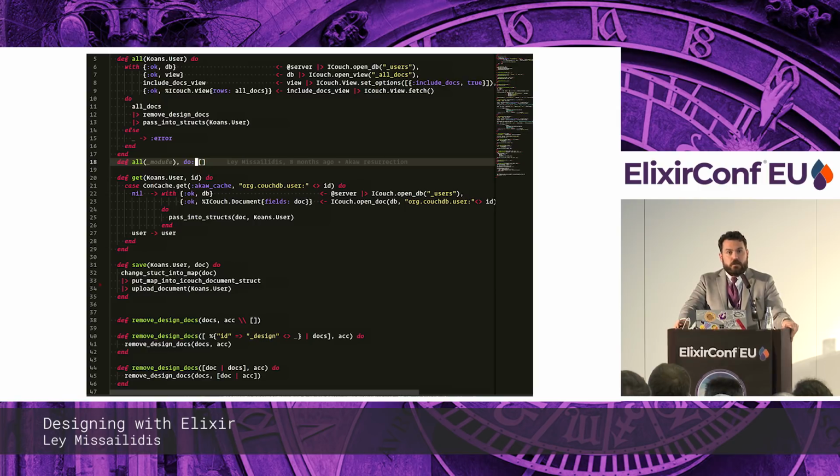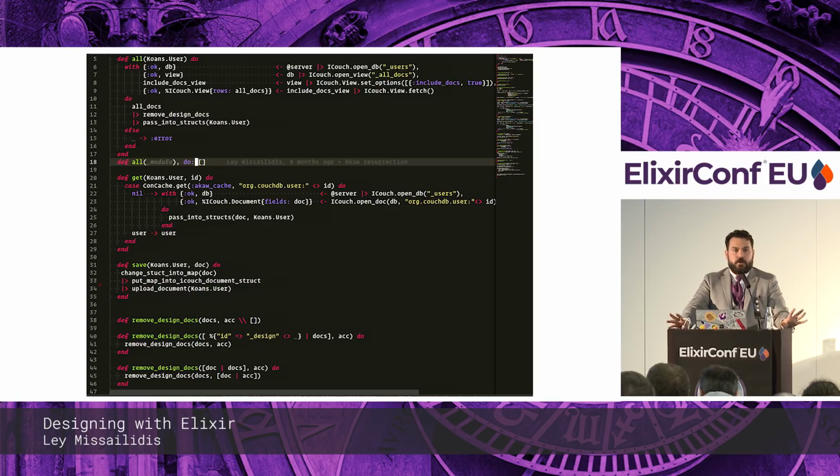Anyway, there is a mistake in this code, which I wanted to point out, because originally I had removed design docs, which in CouchDB are closest analogous to stored procedures in Postgres land or SQL land. And those are stored as JSON documents, or I think Erlang documents as well. And we just don't want them in the application. They have nothing to do with the application. I accidentally didn't make that a private function, so it's exposed to the world.